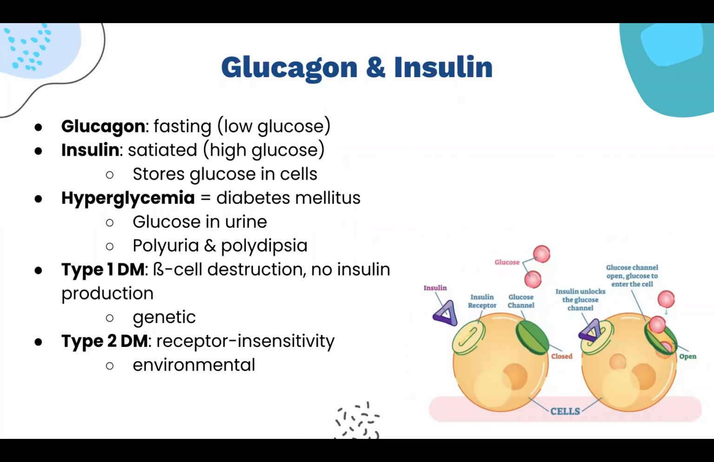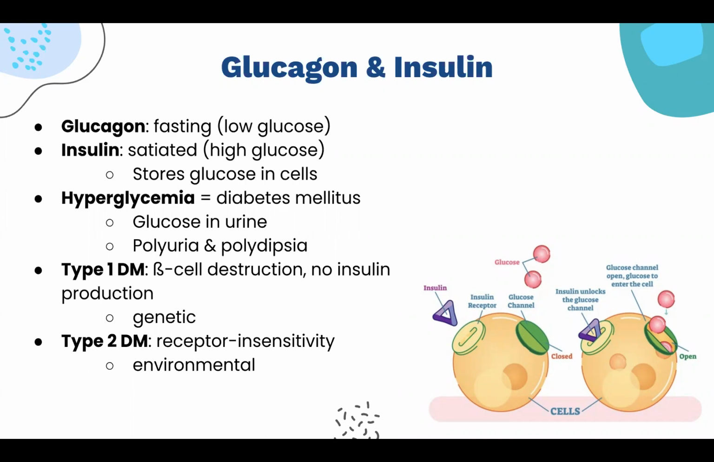So let's talk about some disorders involving these hormones. Hyperglycemia means elevated blood sugar levels. This is also known as diabetes mellitus. The easiest way to detect this is by observing high glucose levels in the urine. So some symptoms may include increased urination and thirst, so polyuria and polydipsia respectively.